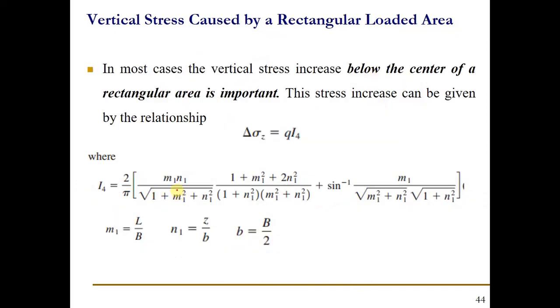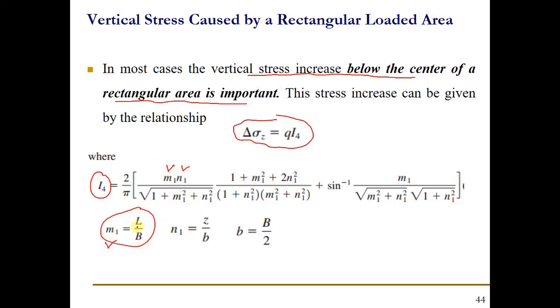And now if we are interested to find out the stress increase below the center of a rectangular area, you can use this equation where the influence factor is dependent upon M1 and N1, where M1 can be found out from the length by breadth ratio and N1 can be found out by the depth divided by small b, and that small b is half of the b or the width.